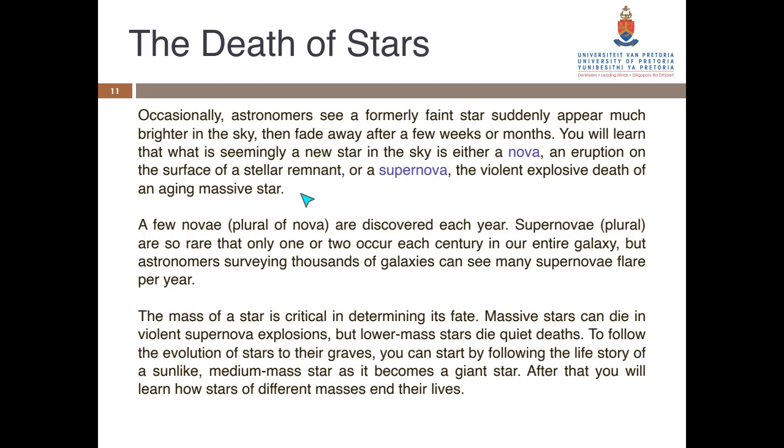A few novae, the plural of nova, are discovered each year, and supernovae, plural, are so rare that only one or two occur each century in our entire galaxy. But astronomers surveying thousands of galaxies see many supernovae flare per year. The mass of a star is critical in determining its fate. Massive stars can die in violent supernova explosions, but lower mass stars die quiet deaths.